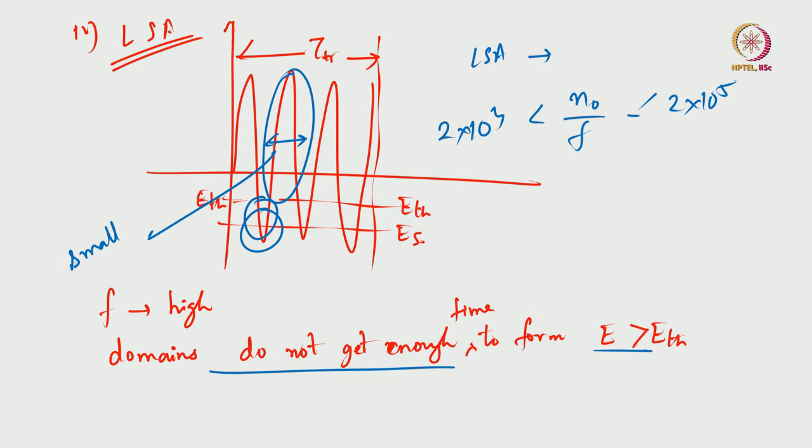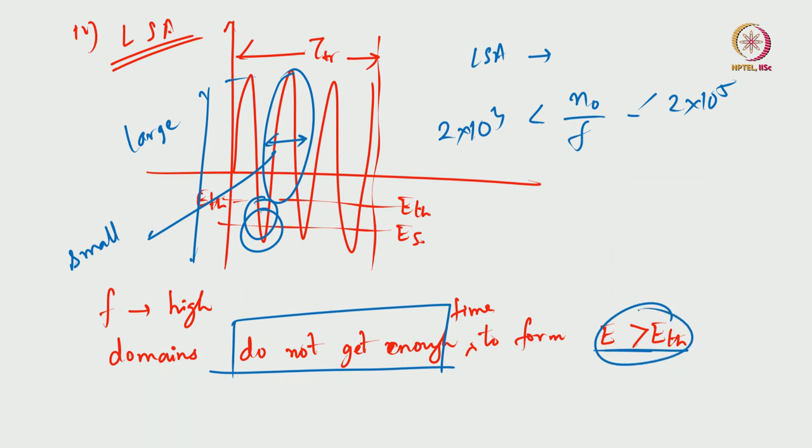The summary of the LSA mode essentially is that high field domains do not get enough time to form while your field is more than the threshold field, okay. And the RF voltage swing is large enough, such that it will drive your value of the field above and below the threshold required for NDR, okay. And one condition is that the duration for which the field is above the threshold should be short enough that the domain does not get enough time to form.